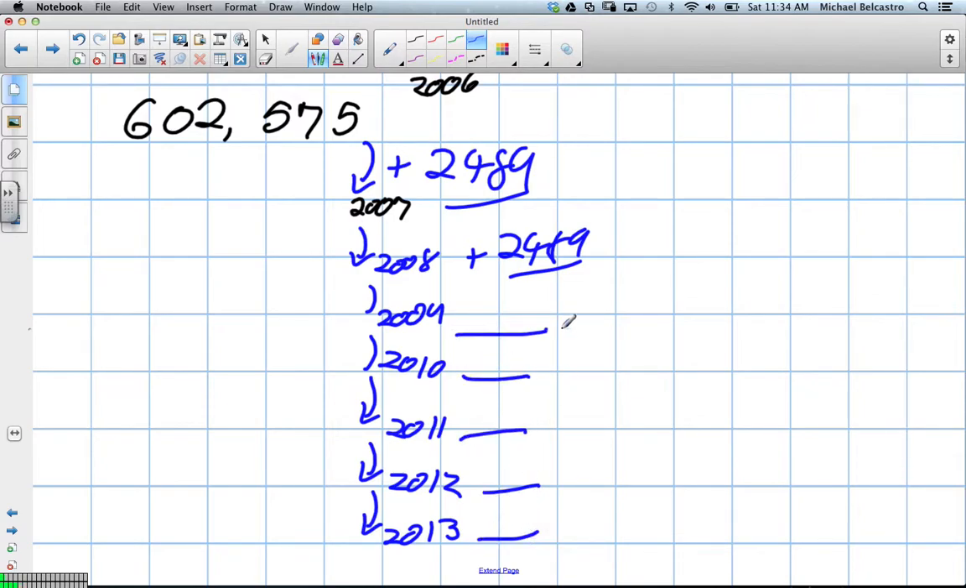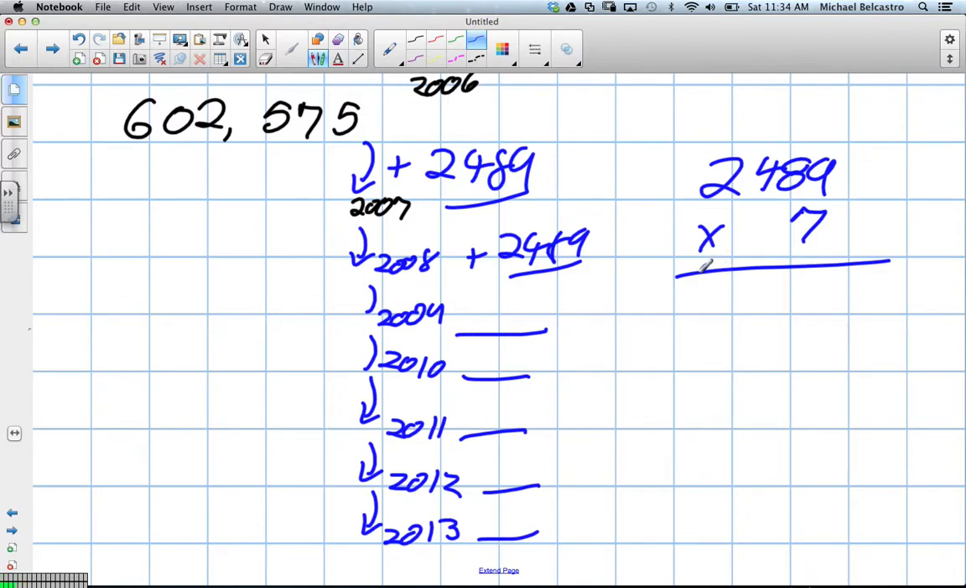Okay? And what other operation could I use? Instead of adding the same number 7 times, there's another operation I can use. Multiplication. Yeah, that's right. We can multiply, right? We'll multiply this by 7 to find out what the total increase was. So we'll take our 2,489 and multiply it by 7 to see what we got as a total increase.